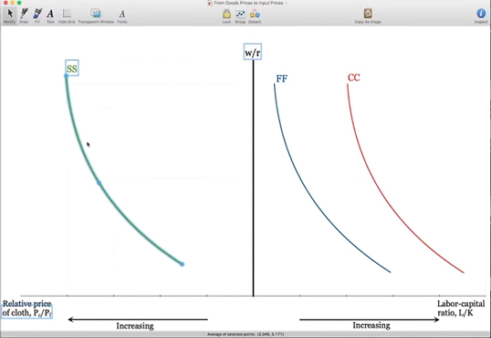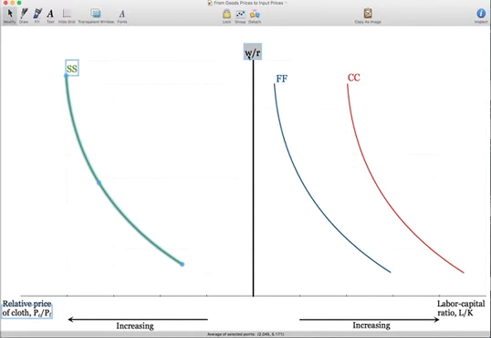The reason that this is upward sloping is that we've already stated that cloth production is more labor intensive. So as we get to higher levels of wages relative to the cost of capital, this is going to more greatly impact cloth production than food production, because cloth production is more labor intensive, it is more reliant on labor.